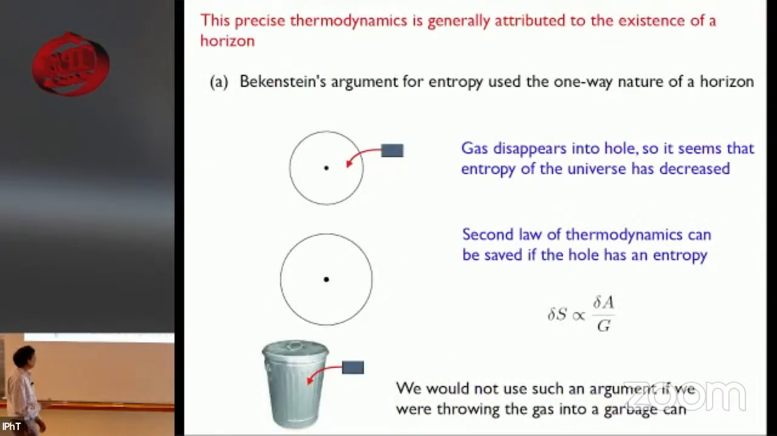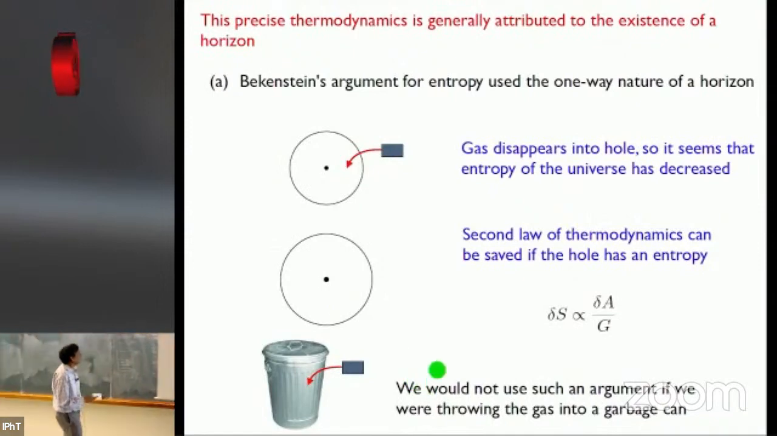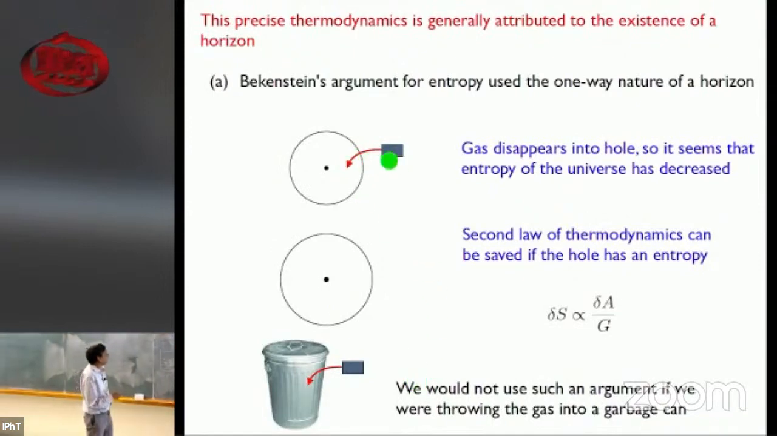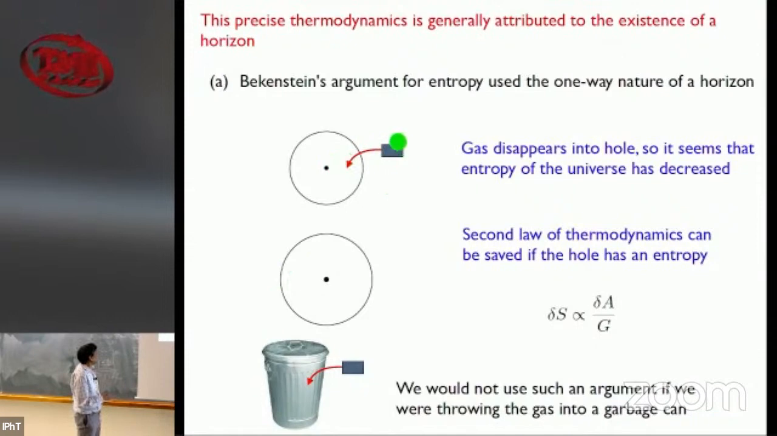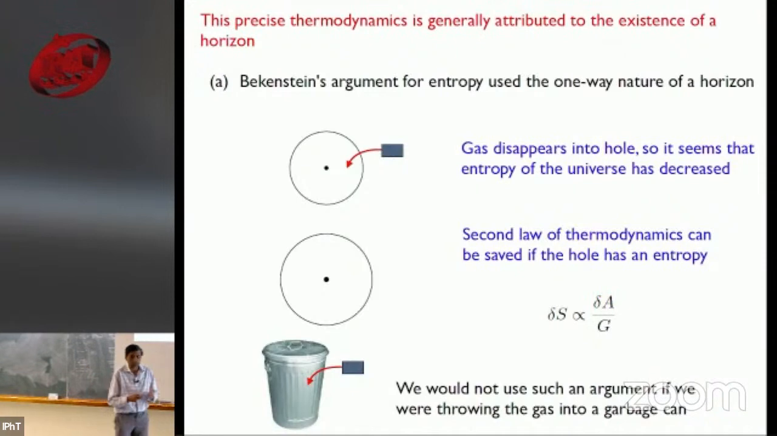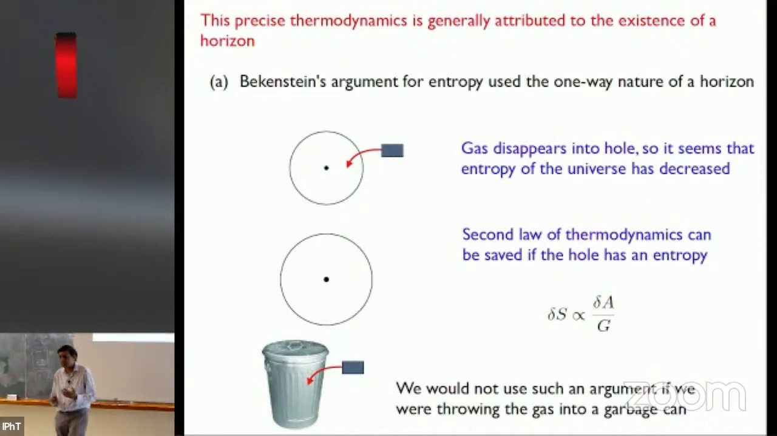And as you can see, we use the horizon as an argument to get to this. For example, when Bekenstein argued that black holes should have an entropy given by the area, he said, if I throw some gas into the black hole, then the area increases a little bit. To save the second law of thermodynamics, if I decrease some entropy, then the area should increase. And if the entropy increased in proportion, delta S over G, delta A over G, then you can sort of save the second law of thermodynamics. Okay, so that's the argument.